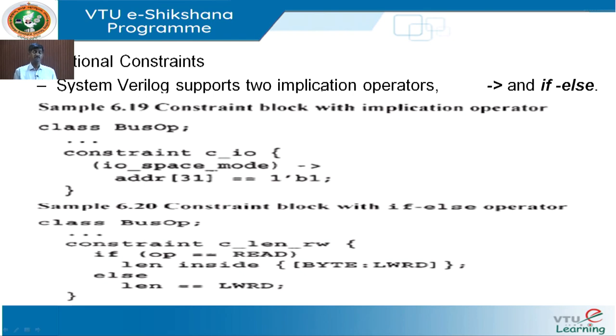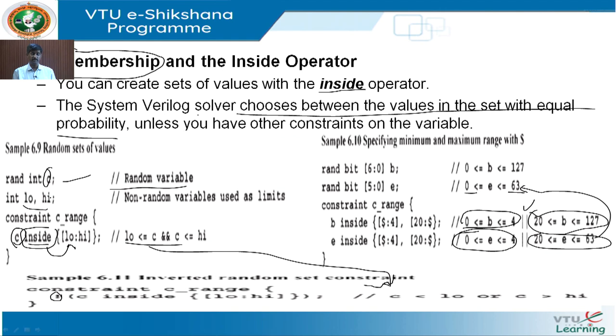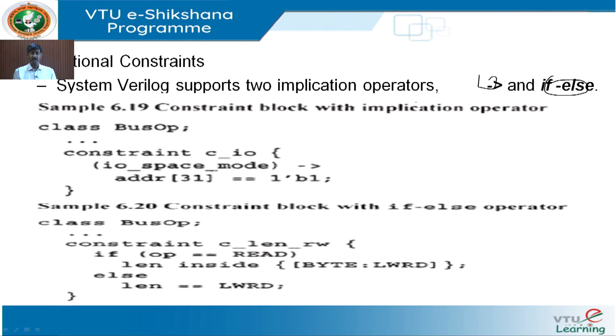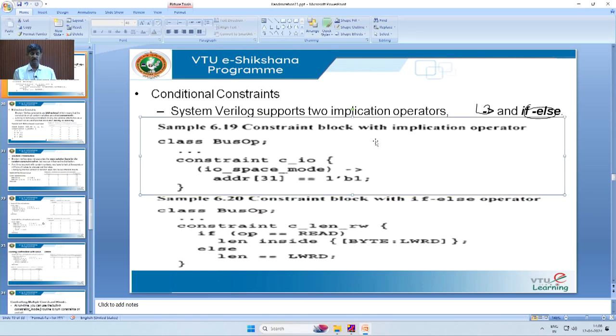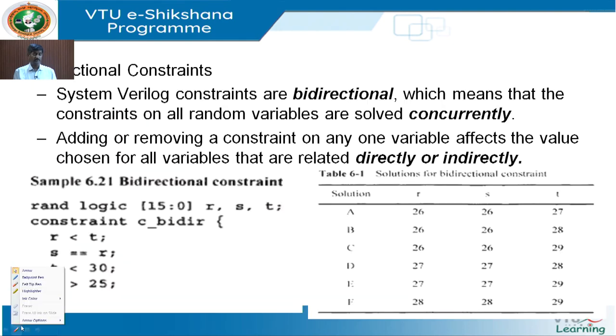Conditional constraints. SystemVerilog supports two implication operators. One is a forward implication and another one is if else. So these are all the operators we need to remember. The inside operator can be used independently to define the range, or it can be used with defining the maximum ranges with a dynamic queue, right? It can be inverted also, or it can be used inside your arrays. It can also be taken care of with the two operators which need to be considered: if and else.